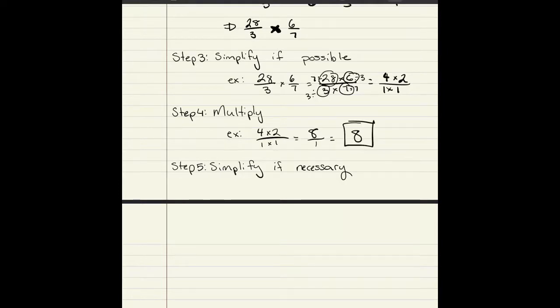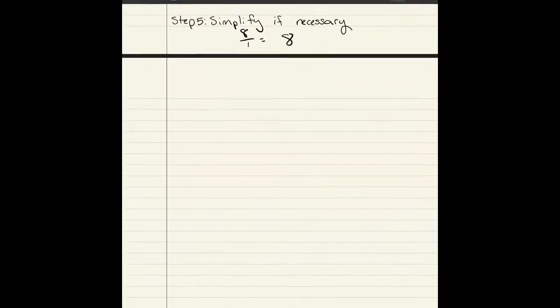Step 5 is to simplify if necessary. I guess you could say that if you had 8 over 1, you're simplifying by writing 8 as your final answer because you're not writing 8 over 1, but there's always that invisible line and 1. I did the spooky voice because it's like an invisible ghost. The invisible one. Ooh. Okay, moving on.